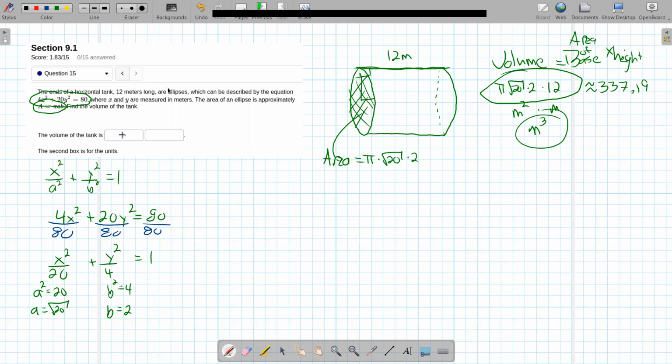And there's a note here that says, hey, the second box is for the units. So I would say 337.19 meters raised to the third power. Nice job.